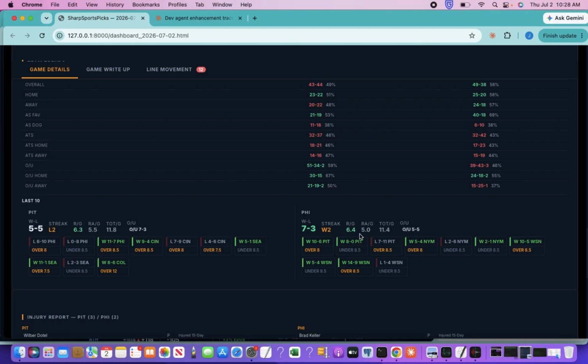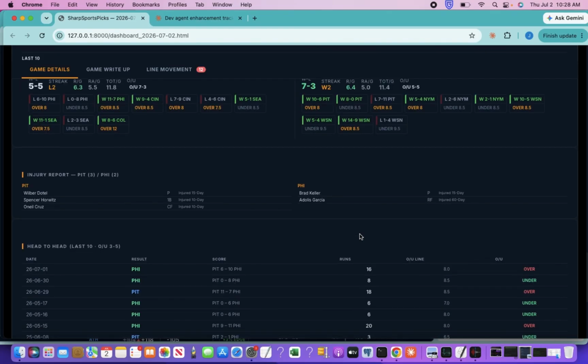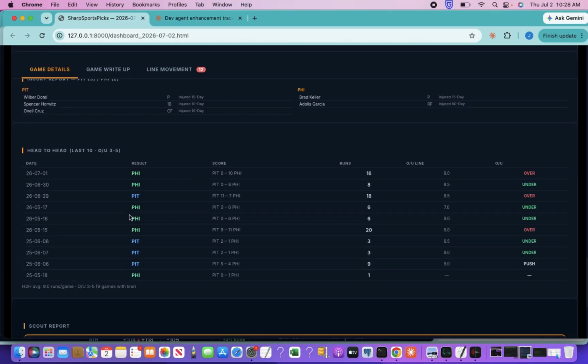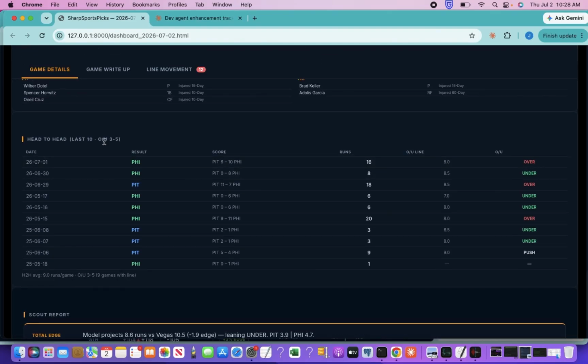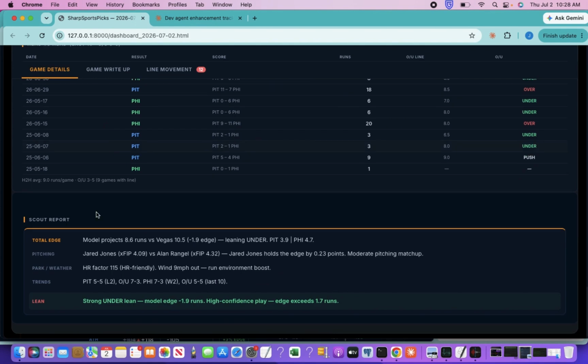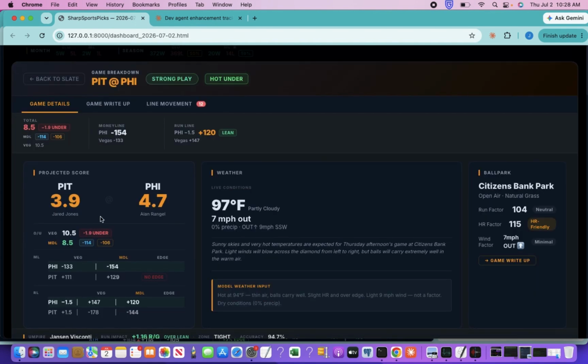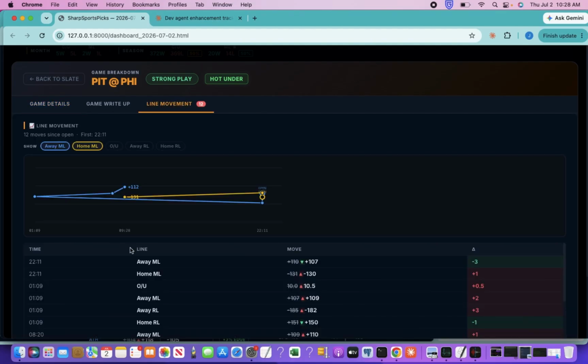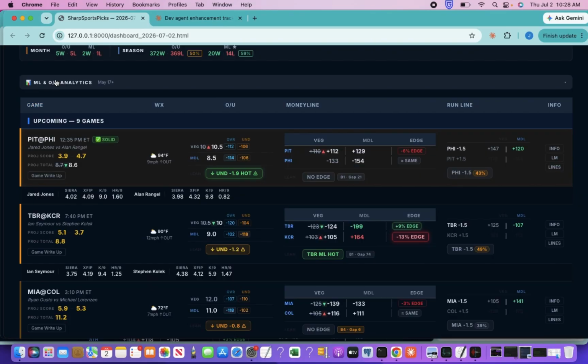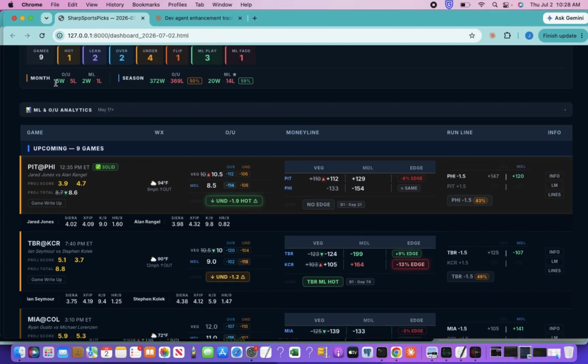Phillies are putting it together. They're scoring at a high rate too. Injury report, the last time these teams have played each other, and just a little scouting report. So that's kind of a breakdown of the slate. We also have line movement showing where the lines move throughout the day. So that's kind of what I've been trying to build.